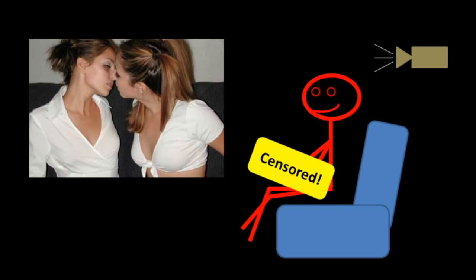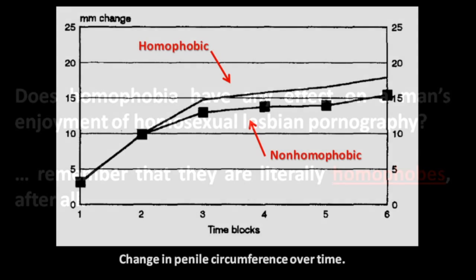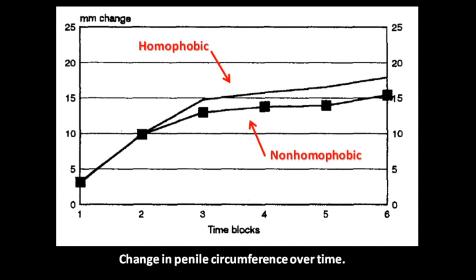Now let's ask ourselves again, does homophobia have any effect on a man's enjoyment of homosexual girl-on-girl action? Surely it would, right? Well, actually, no. As far as physical erections are concerned, homophobic males appear to enjoy girl-on-girl sex just as much as any other male. So no real difference here either.